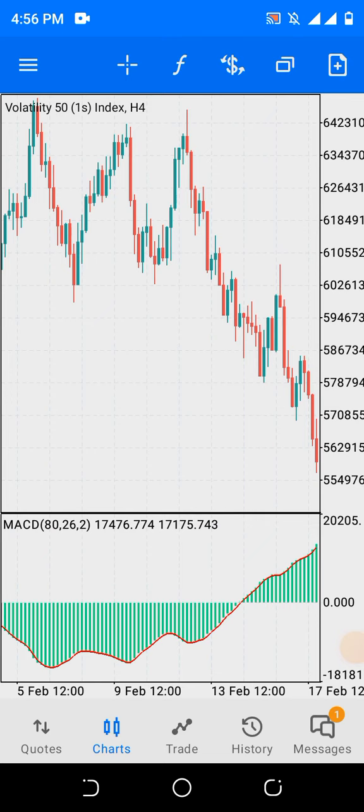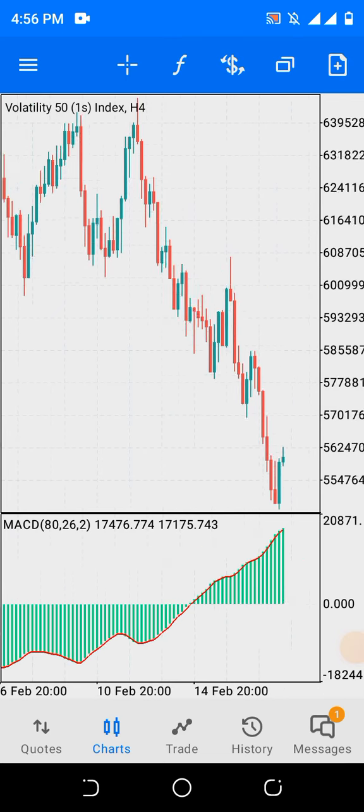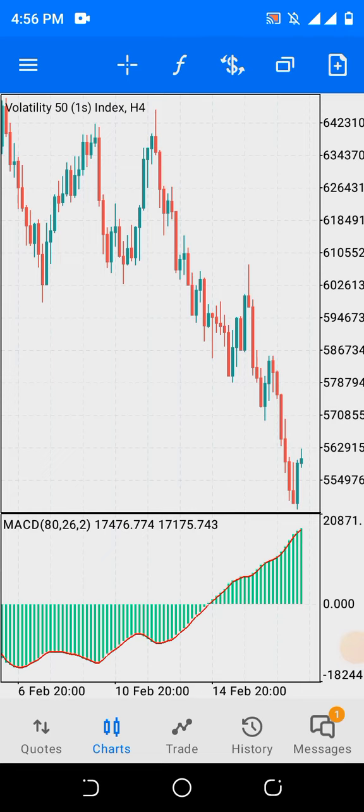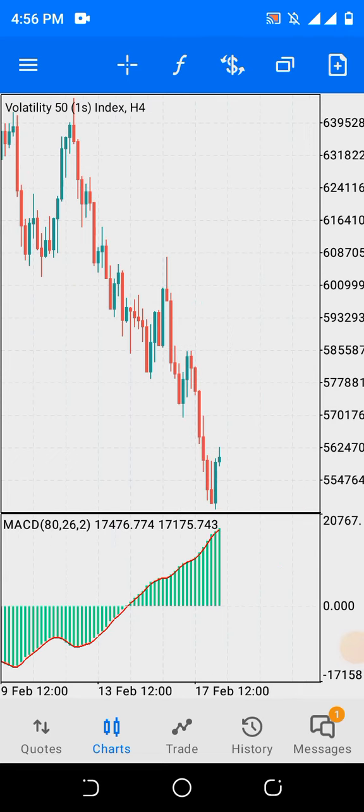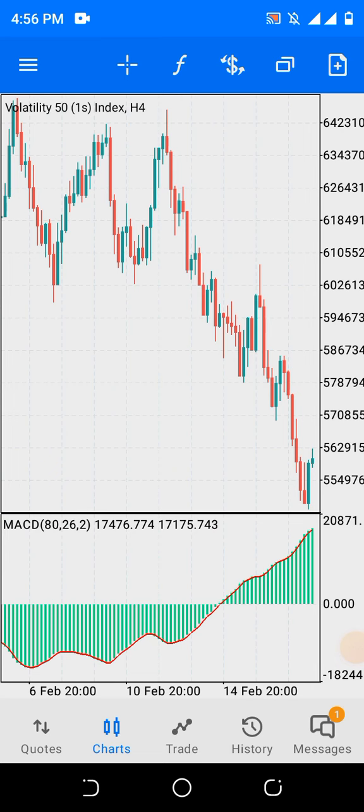You need only one indicator, the MACD indicator. That is the only indicator you need to record massive profit with this strategy. Before we proceed, let me show you this. From the side of MACD, you see this crossing here. We'll be making use of these two crossings to teach you how this particular strategy works. This is a profitable strategy.